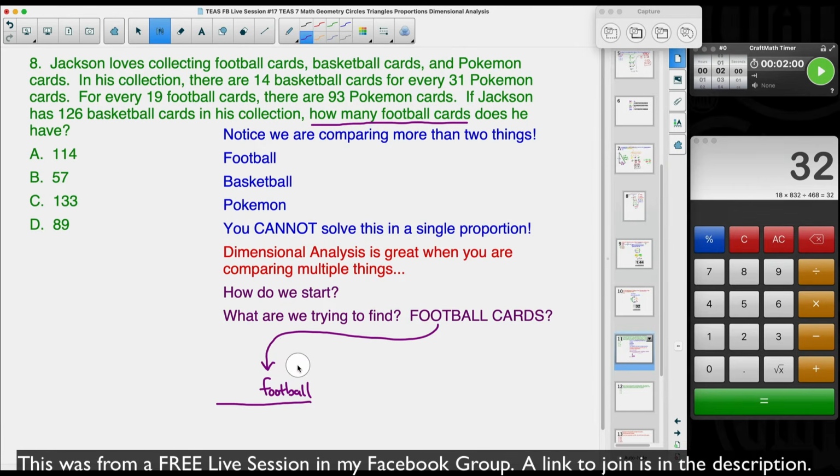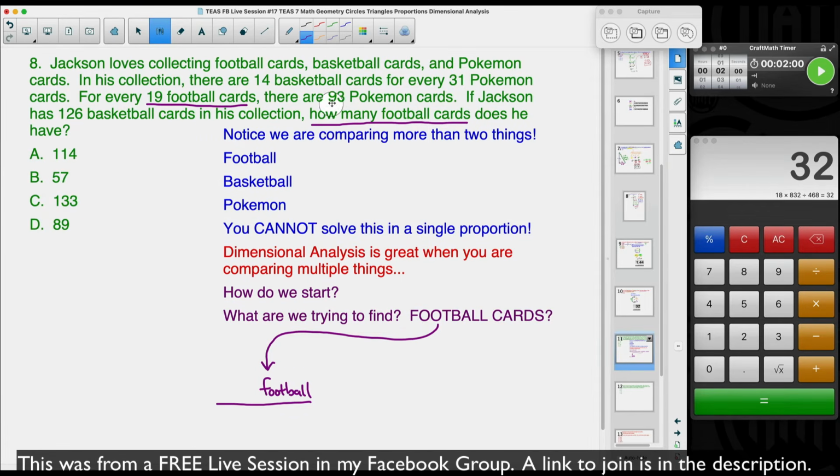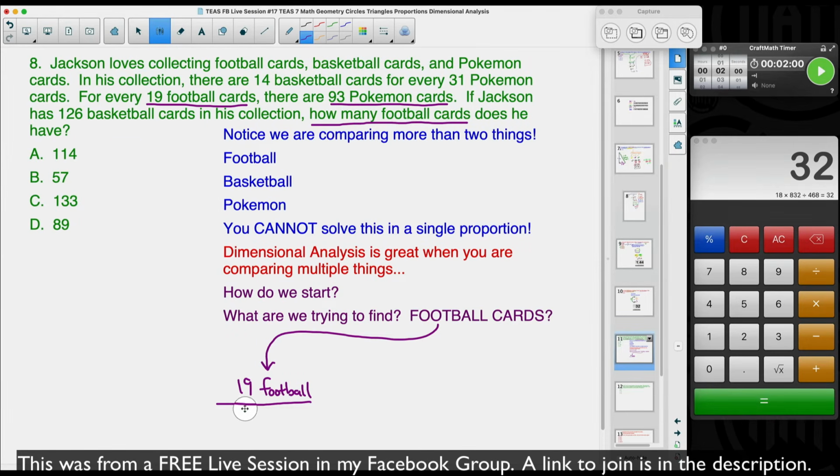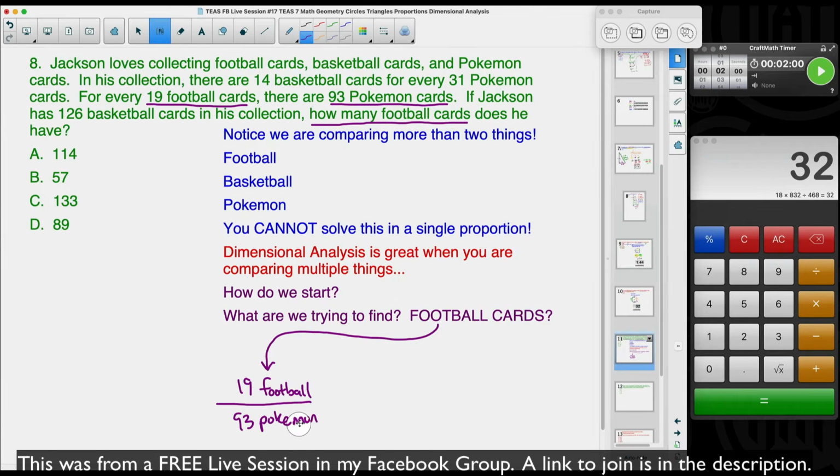So if we look back at our problem, we got to find some information that we know about football cards. It could be in any of these sentences. But right here, look at what it says. For every 19 football cards, Jackson has 93 Pokemon cards. So I'm going to put the 19 with the football, and those 19 football cards are getting compared to the 93 Pokemon cards. Notice I'm writing my words. This is what's important.